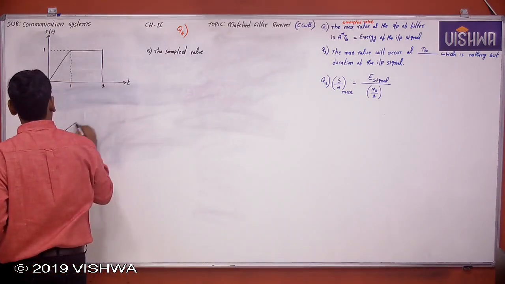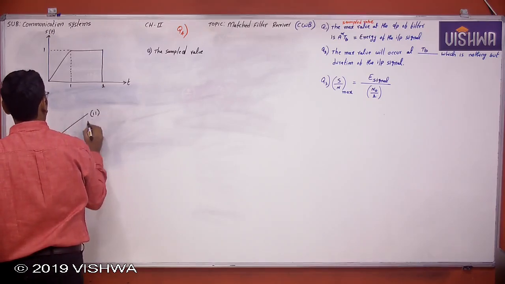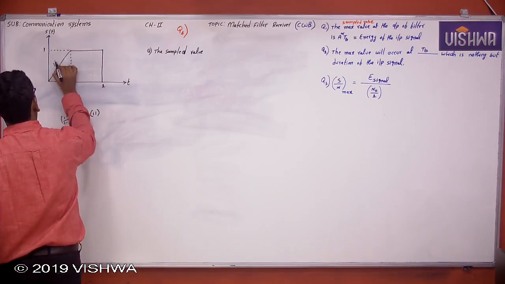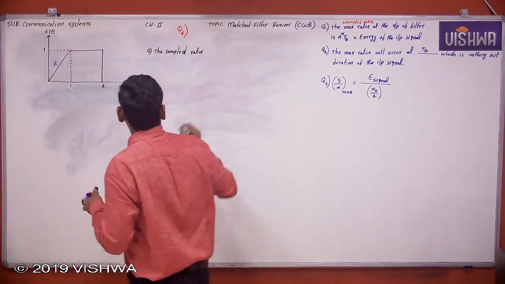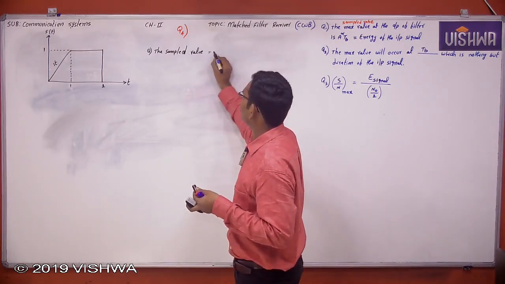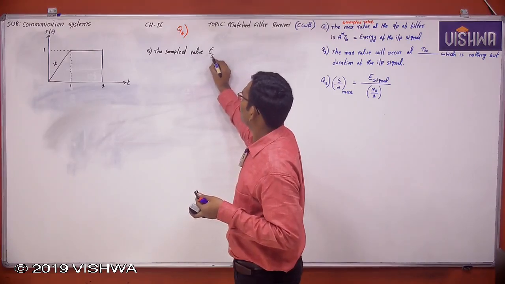Now this is the slope which goes from 0, 0 to 1, 1. Change in y-axis by change in x-axis. This is a ramp signal, a linearly varying signal with a slope of 1. So the sample value, as a shortcut method, is nothing but the energy of the input signal. Now what is the energy of the input signal?